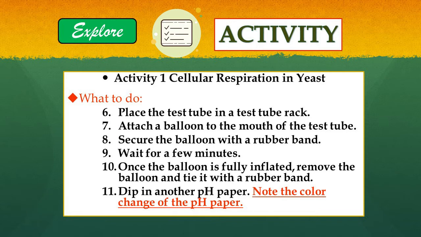Ninth, wait for a few minutes. Tenth, once the balloon is fully inflated, remove the balloon and tie it with a rubber band. Eleventh, dip in another pH paper. Note the color change of the pH paper.